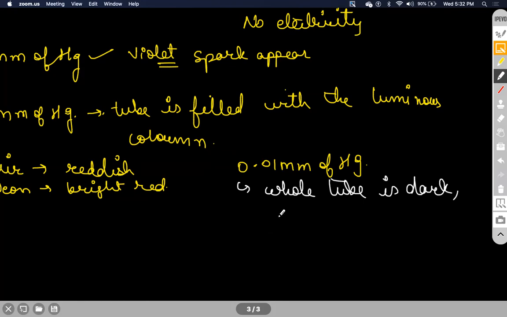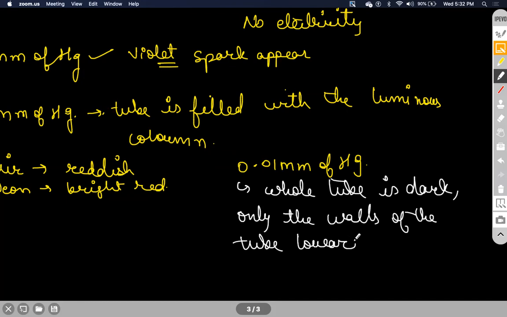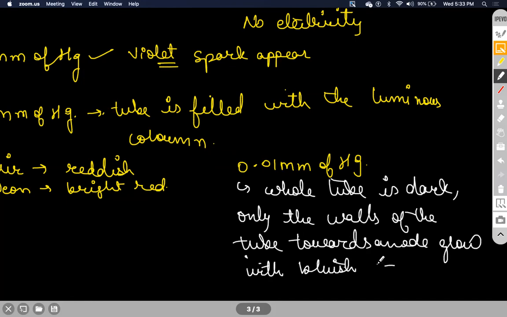What we can write: only the walls of the tube towards the anode, or opposite to the cathode, will glow. Towards the anode, they glow with bluish or greenish light.